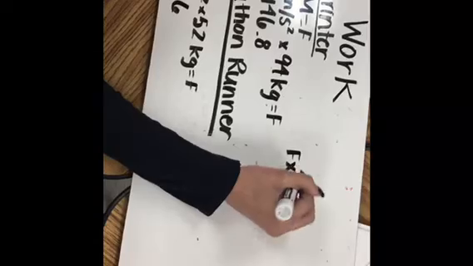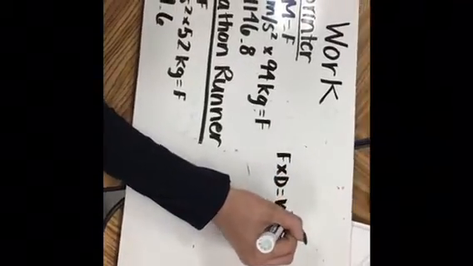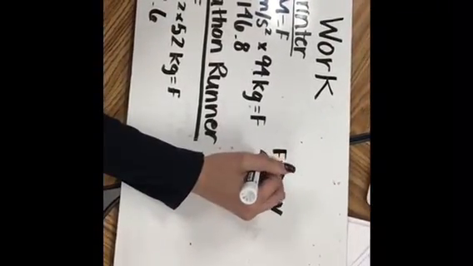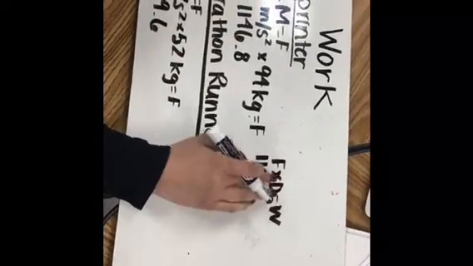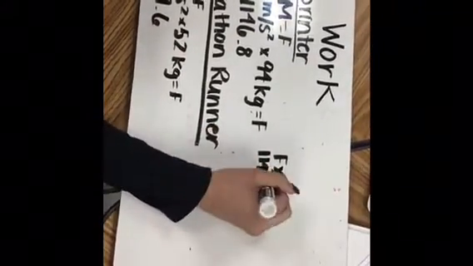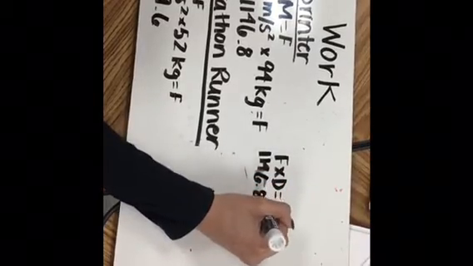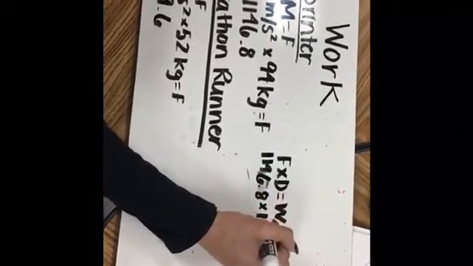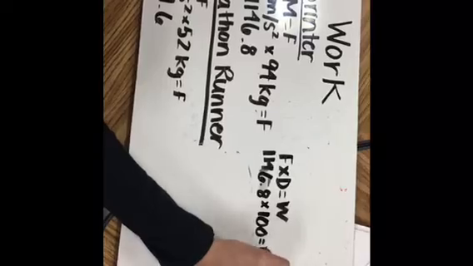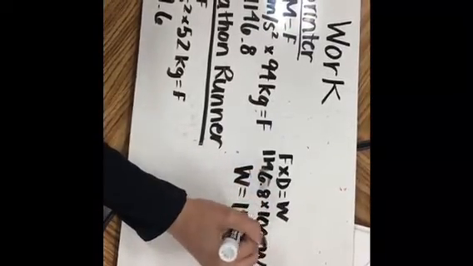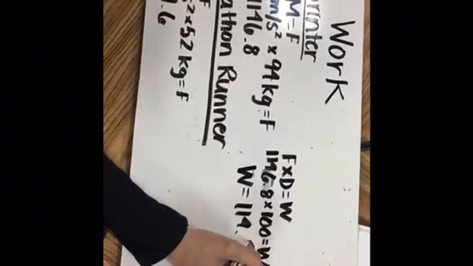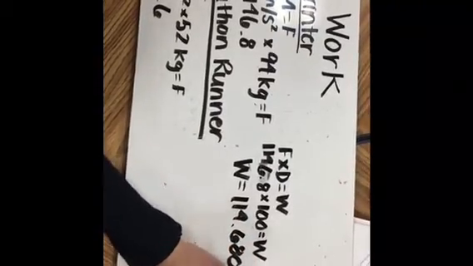So, since you know the force, you want to multiply force times distance equals work. Force is 1,146.8 newtons, and the distance is 100 meters. So that is equal to work. Work then is equal to 114,680.